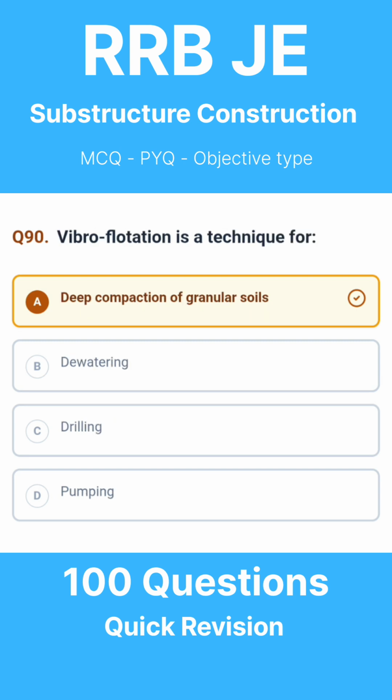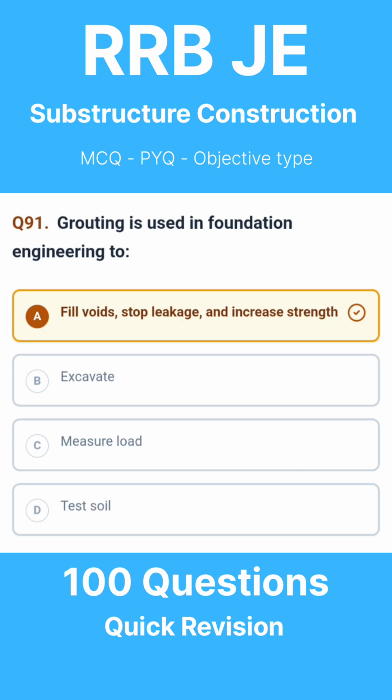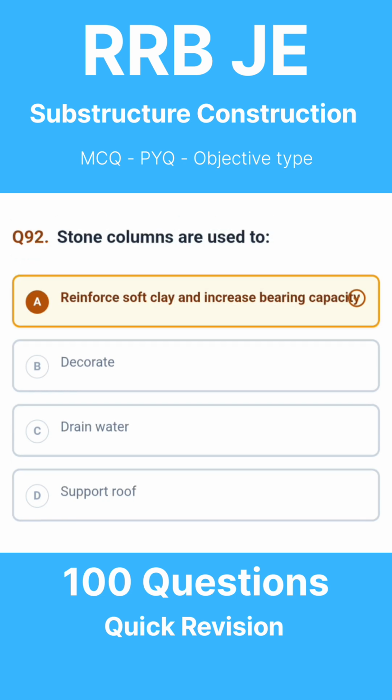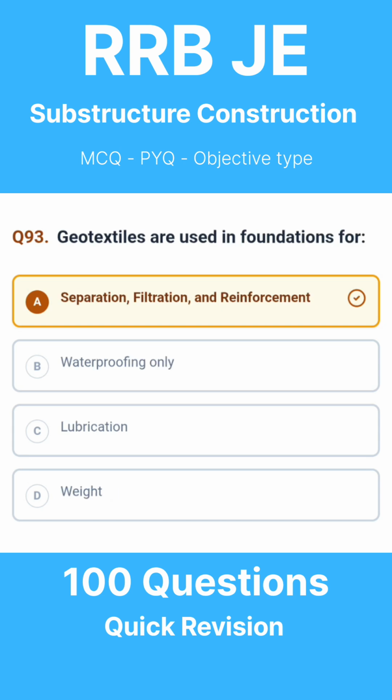Question 90. Vibroflotation is a technique for. The correct answer is deep compaction of granular soils. Question 91. Grouting is used in foundation engineering to. The correct answer is fill voids, stop leakage, and increase strength. Question 92. Stone columns are used to. The correct answer is reinforce soft clay and increase bearing capacity. Question 93. Geotextiles are used in foundations for. The correct answer is separation, filtration, and reinforcement.